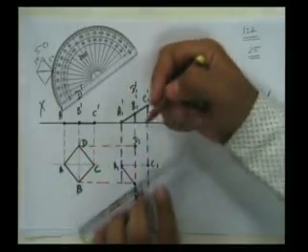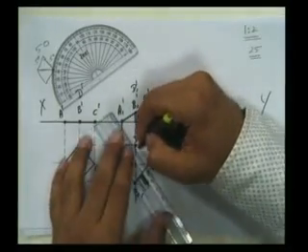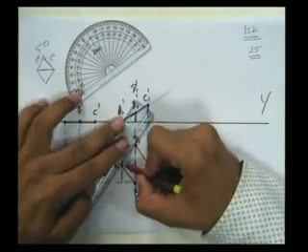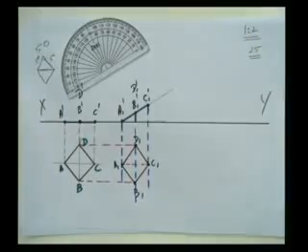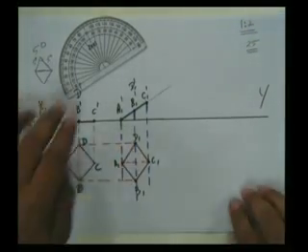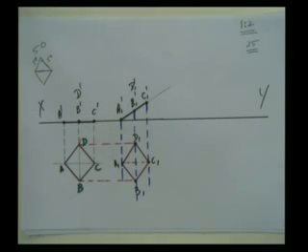A to B, B to C, C to D and A to B. So as you can see, the size of the square has decreased because it is making an angle of 30 degrees with respect to HP. Now the diagonal BD will be making an angle of 45 degrees with respect to HP.